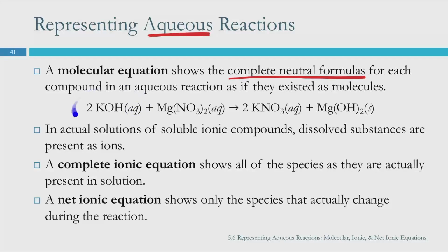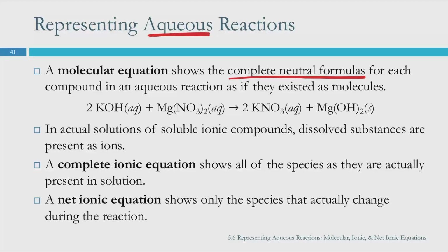So as an example, 2 potassium hydroxide, aqueous, plus magnesium nitrate, aqueous, goes to 2 potassium nitrate, also aqueous, and magnesium hydroxide as a solid. That would be our molecular equation. Most of the time, we are going to look at the molecular equation. That's what we are going to see. It doesn't represent the reality.